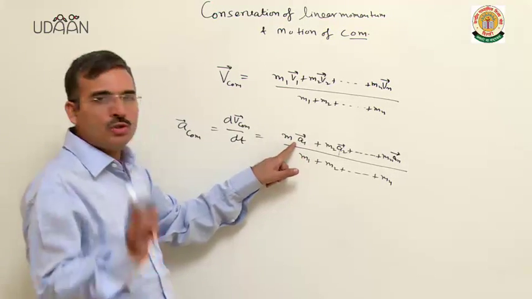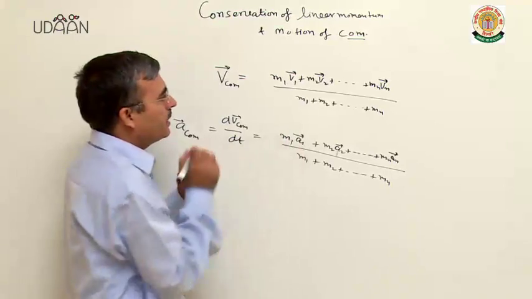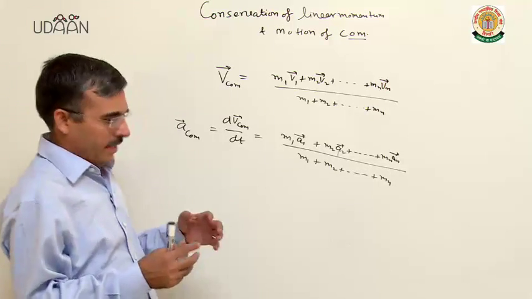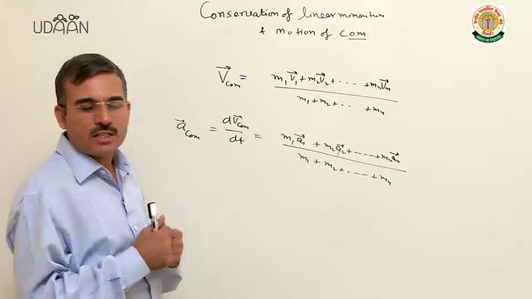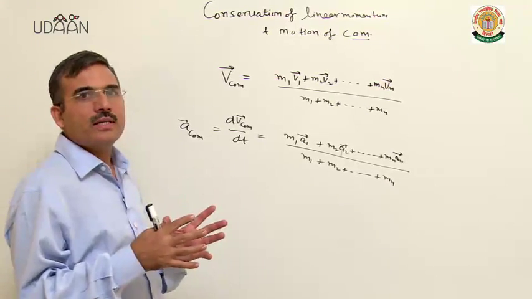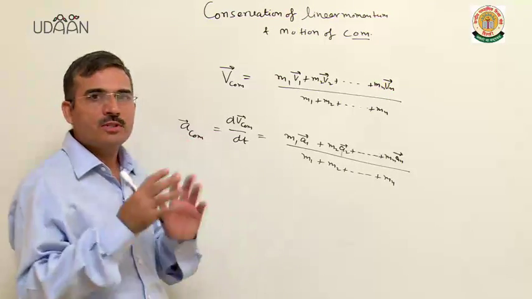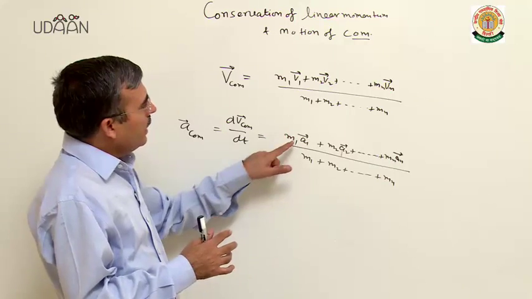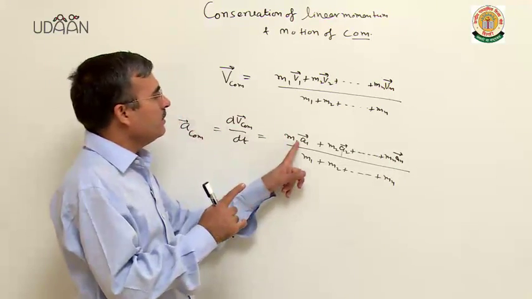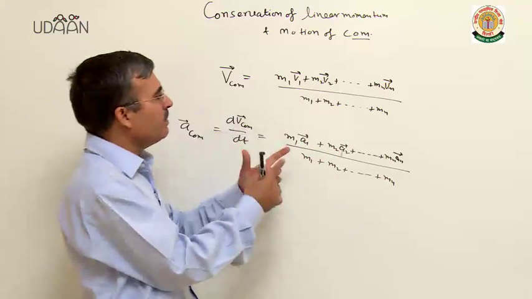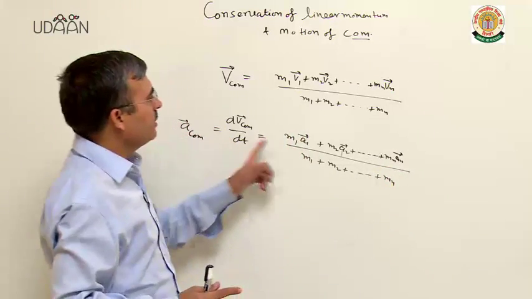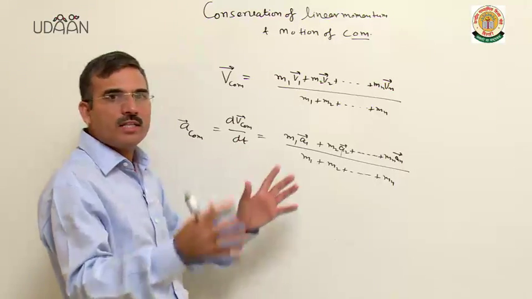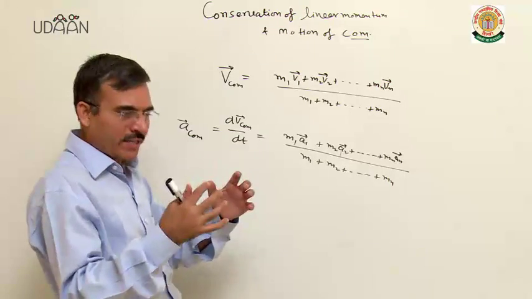m1 a1 vector is the total force acting on particle 1. Total force means external force and internal forces. Internal forces are the forces the particles exert on each other. The vector sum of all the internal forces on the system will be 0. So m1 a1 vector is the net force on the first particle, m2 a2 vector is the net force on the second particle. If we look at the entire system, then these all will be the sum of all the external forces and the sum of all the internal forces. The vector sum of all internal forces will be 0.